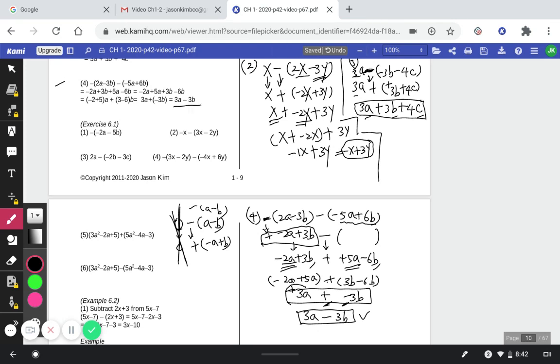So you got this. So now pause the video and try these 6 exercises, exercise 6.1, and check your answer with the bottom of the section, the solution key, okay? And learn from it too, in case you made a mistake. Okay, pause the video, please.